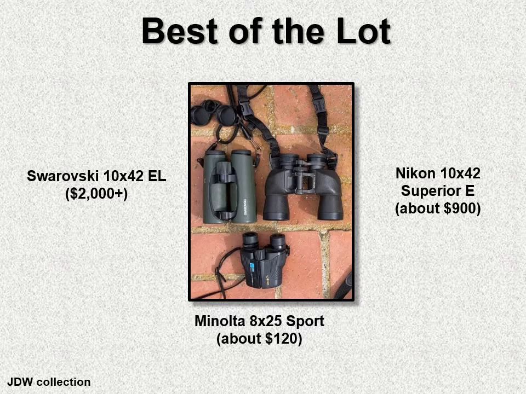The Swarovskis on the upper left run about $2,000 plus. The Nikon Superior Ease, a great Porro Prism binocular, runs about $900. And then you have that compact binocular there that runs about $120. So you're paying money when you buy an upper level binocular for the technology, the engineering, the research, the unique glass that may be in it, etc.